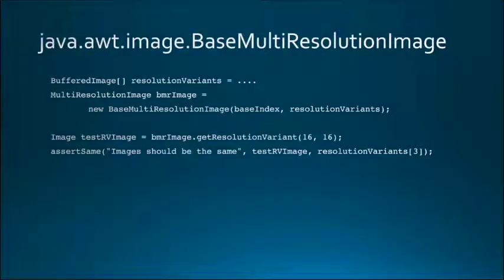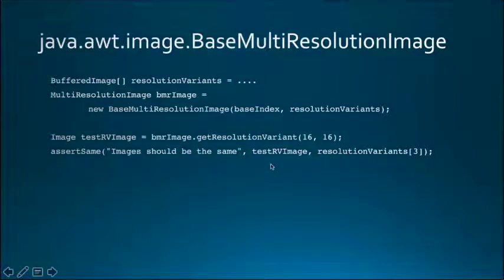This is what it looks like. So you do a BufferedImage resolution variants, give it some variants. Multi-resolution image, BMR image equals new BaseMultiResolutionImage, base index. So essentially you're building your array or you're building a list. So you give it an index 0 and you give it its resolution variants. Then you take the image, testRBImage, BMRImage.getResolutionVariant 16 by 16, and assert the same. So image should be the same. So testRBImage should match resolution variant 3. So essentially, how we're pointing this here should map to this here. So if we put the same image in this block here, and then we define this, when it goes and compares the two, it should see the same thing.